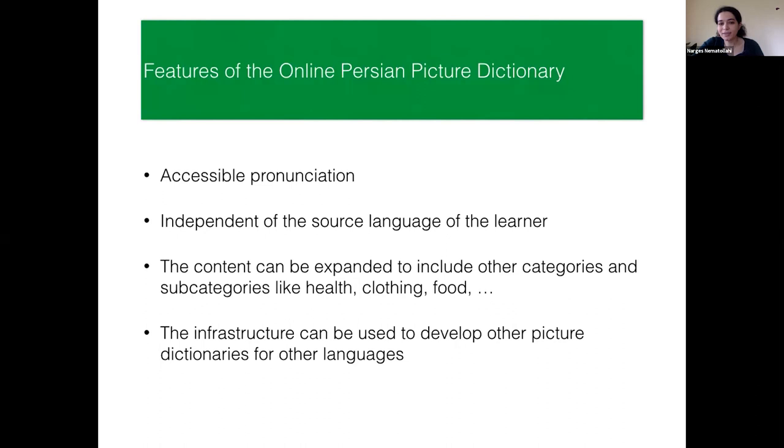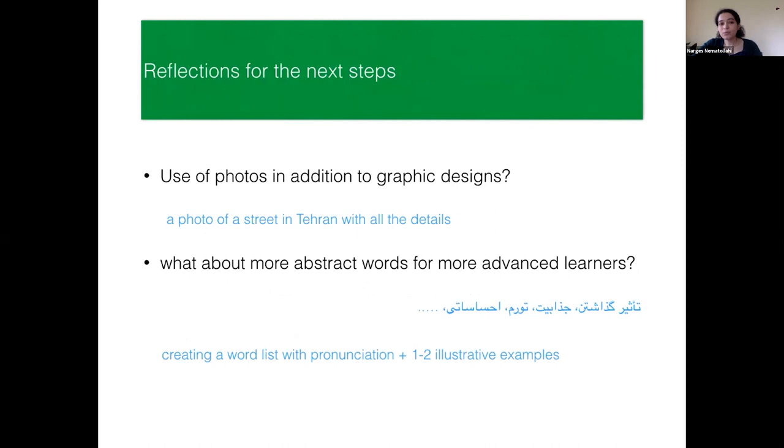So some reflections for the next steps of the project. At this phase, we use graphic designs, and I am happy with the quality of the graphic designs that we ended up with for this project. But for later steps of the project, I thought maybe we should start using photos as well. For example, if I want to show a street in Tehran or in Iran with all the details, it might make more sense to use a photo instead of a graphic design of a street, but then it has its own challenges and questions.